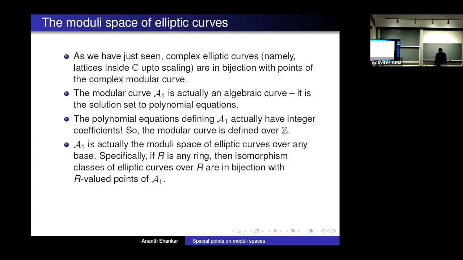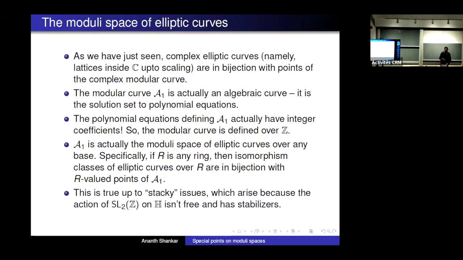So the data of giving an elliptic curve over any ring is the same as finding a point of your modular curve with entries in that ring. Now, what I'm saying is not quite accurate. There are issues with stacks and stabilizers and such, which I talked about yesterday. But after these issues, the moduli space of elliptic curves is indeed defined over Z, and the modular curve parameterizes elliptic curves over any base.